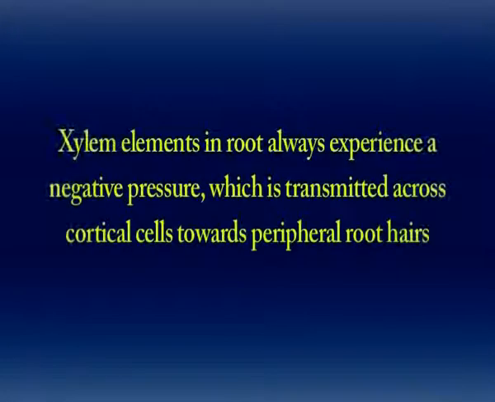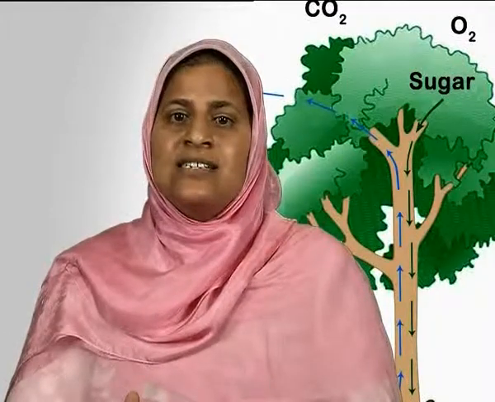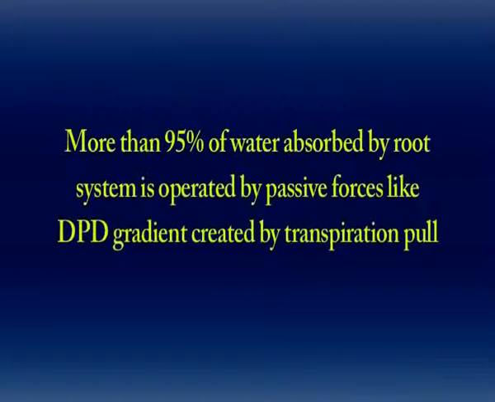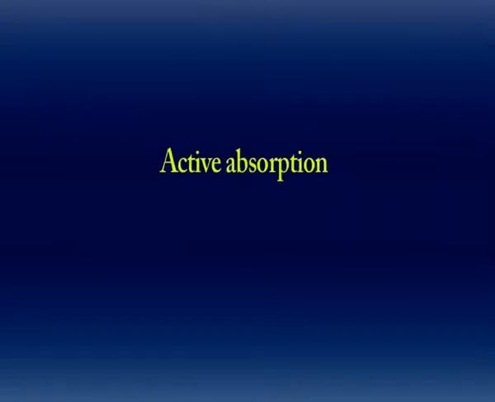The xylem element in the root always experiences a negative pressure which is transmitted across the cortical cells towards the peripheral root hairs, which actually act as the absorptive surfaces. More than 95% of water absorbed by the root system is operated by passive forces like DPD gradient created by transpirational pull. The second one is active absorption.